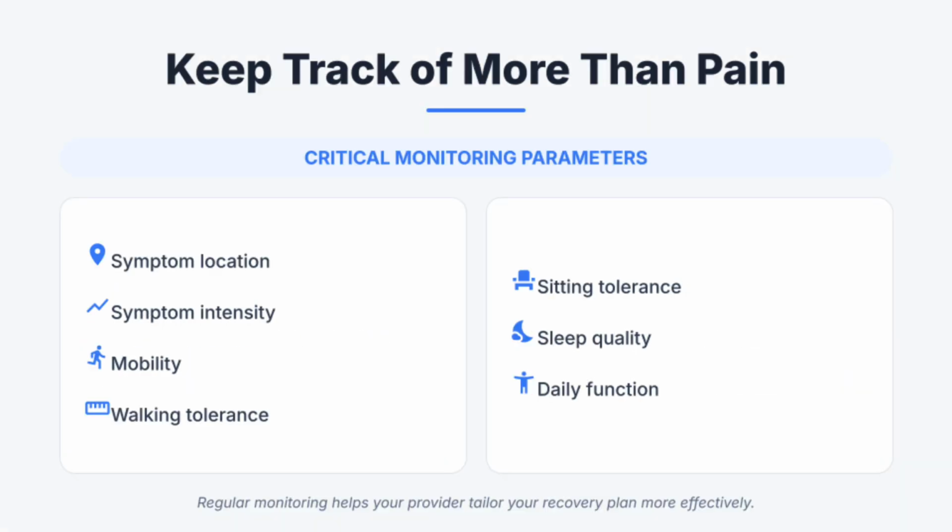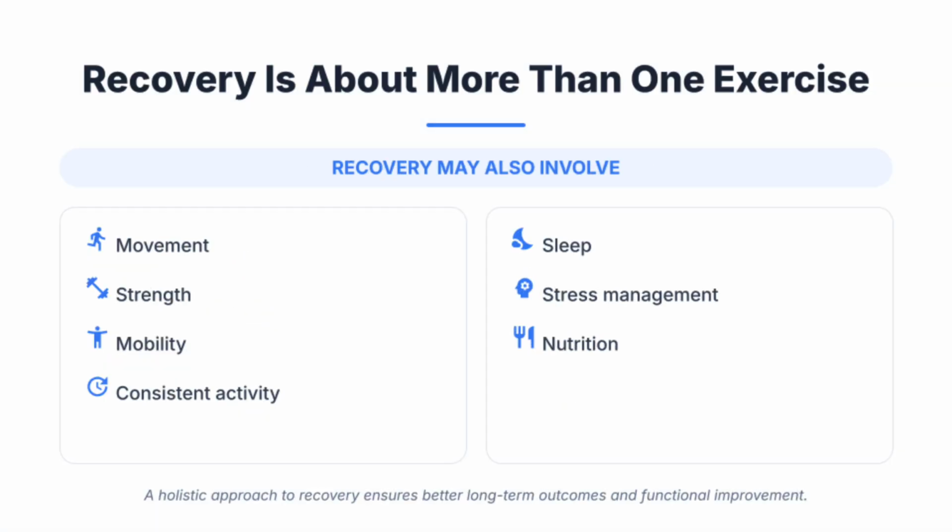So again, as you're probably picking up, there's more that we want to keep track of than just the intensity of the pain. We want to pay attention to things like the location of your symptoms. The symptom intensity is worth paying attention to, but is your mobility improving? How's your walking tolerance? Is that getting better? How's your sitting tolerance? Is your sleep improving? How's your daily function in general? If these things are all moving in the right direction, even if your symptom intensity hasn't really come down quite a bit, again, those are good indicators that you're moving in a positive direction.